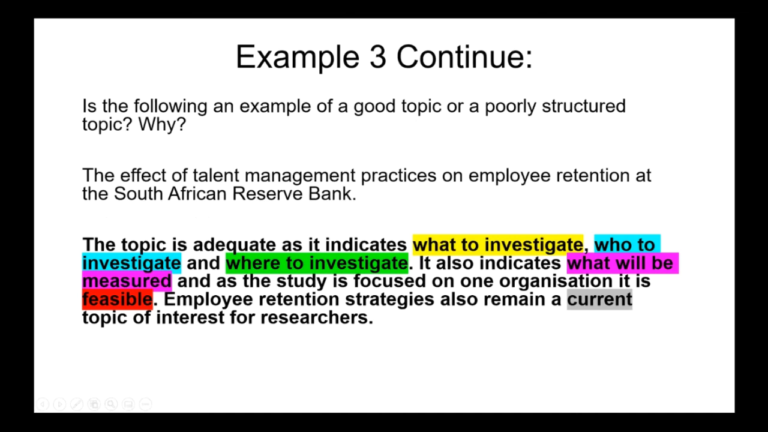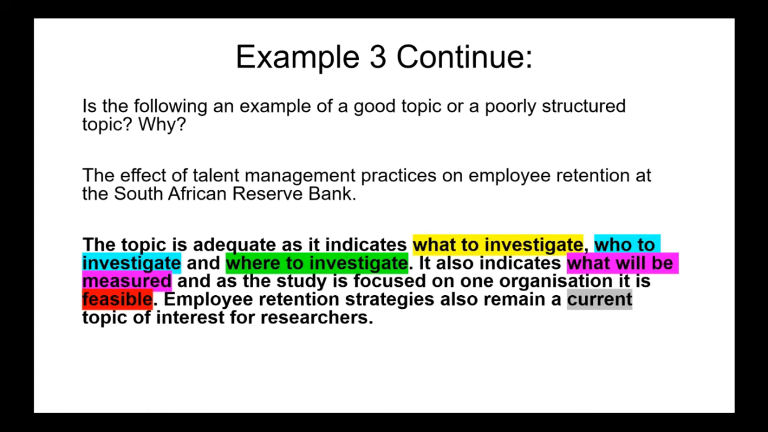I see that could probably be a little bit better stated, maybe indicating exactly who is working at the South African Reserve Bank, for example, admin staff or IT staff. And it also tells you what you want to measure. So you want to measure the effect of talent management practices on employee retention. And this is also quite a current and feasible topic.